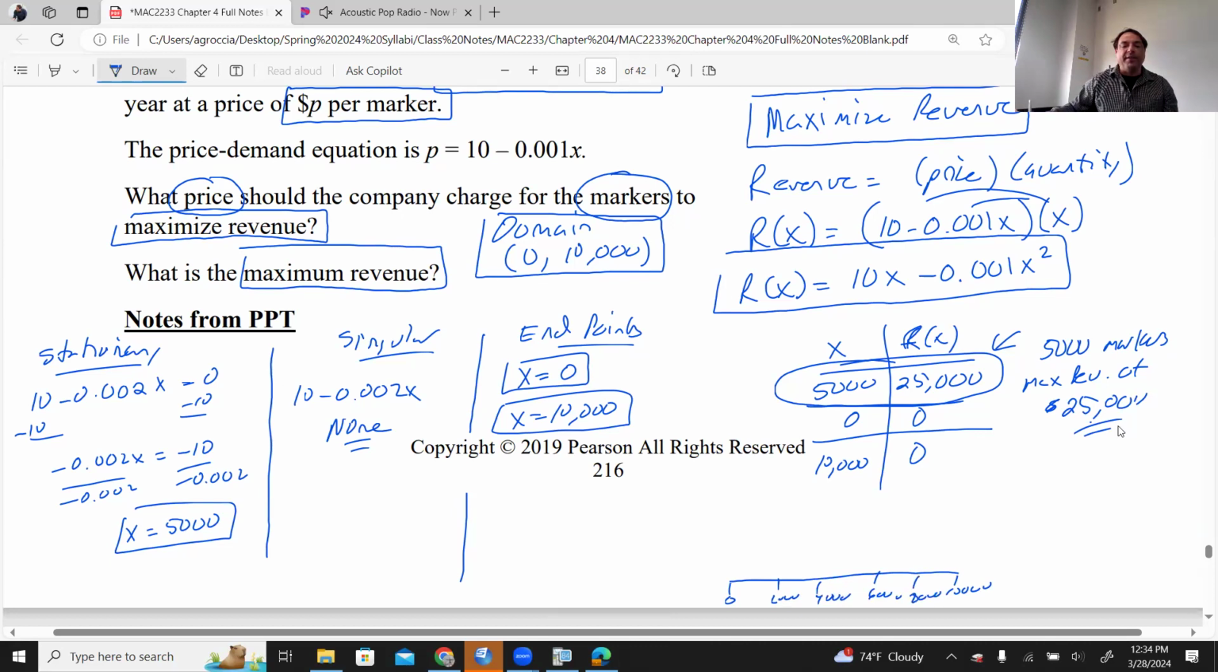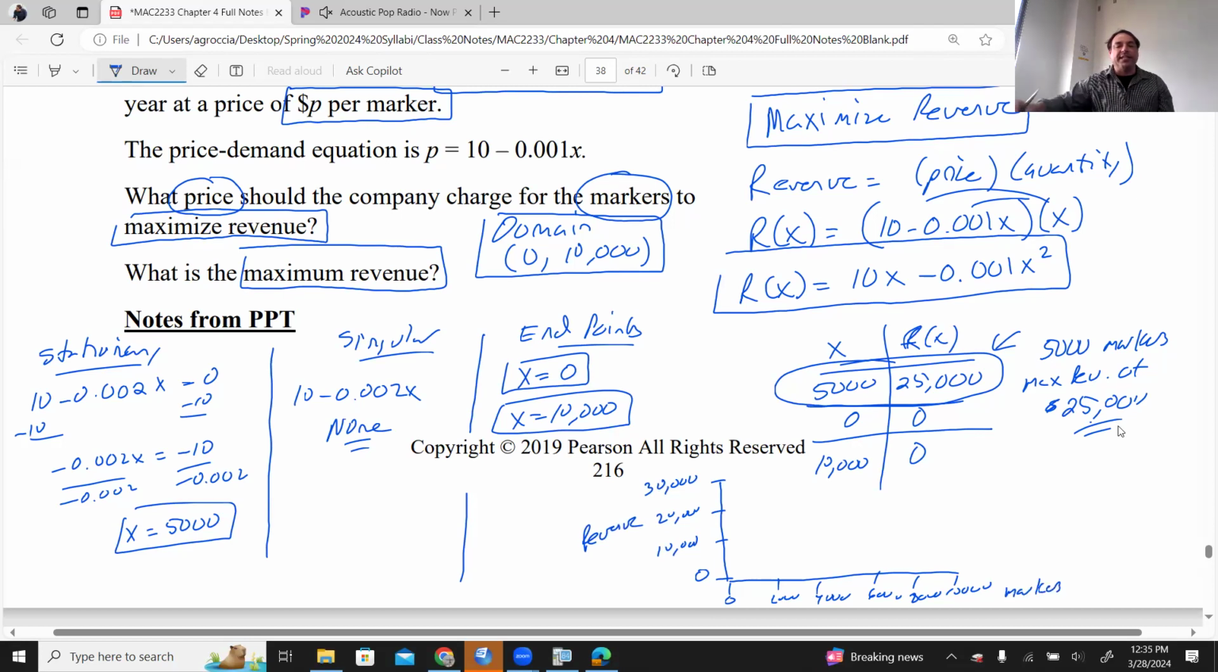Then as far as revenue, the lowest revenue would be 0. We know that the highest is 25,000, so maybe go up to like 30,000. And again, the window is created around what we need to see. So that's revenue, that's markers.